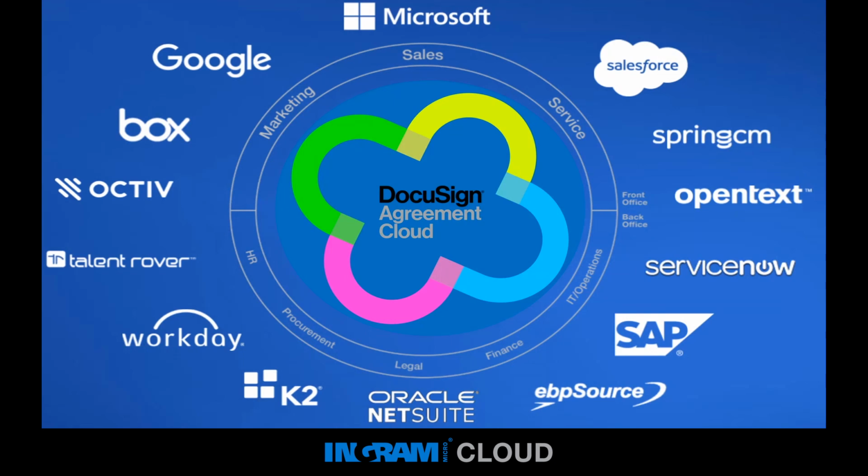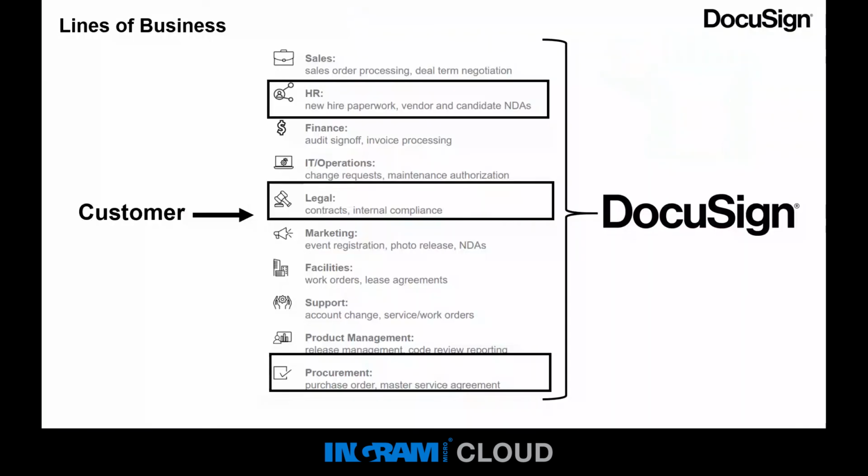If you go on our website, you can see the full list of integrations in there, and we integrate with a lot of stuff that your end customers will be using. And as we were talking about line of business, I just wanted to show you that Docusign can work with all of the different lines of business in an organization. But there are 3 that I would highlight as where we're really strong.